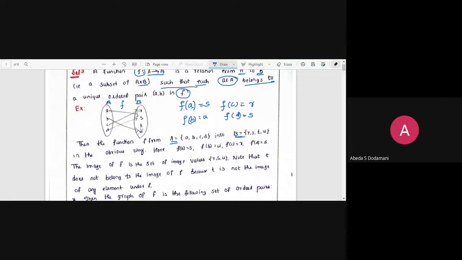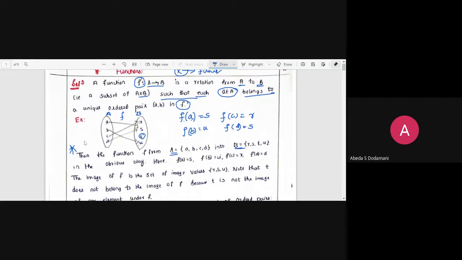Here you can see this t does not belong to the image of f because t is not mapping to any element. That is fine for a function, but each element of A has to map. I'll show you different ways where you can say this is a function and this is not a function. You should decide it. The image of f is the set of images which occur here, s and u. Note that t does not belong to the image of f because t is not the image of any element. I'm giving every explanation here so that when you read, it will be clear.